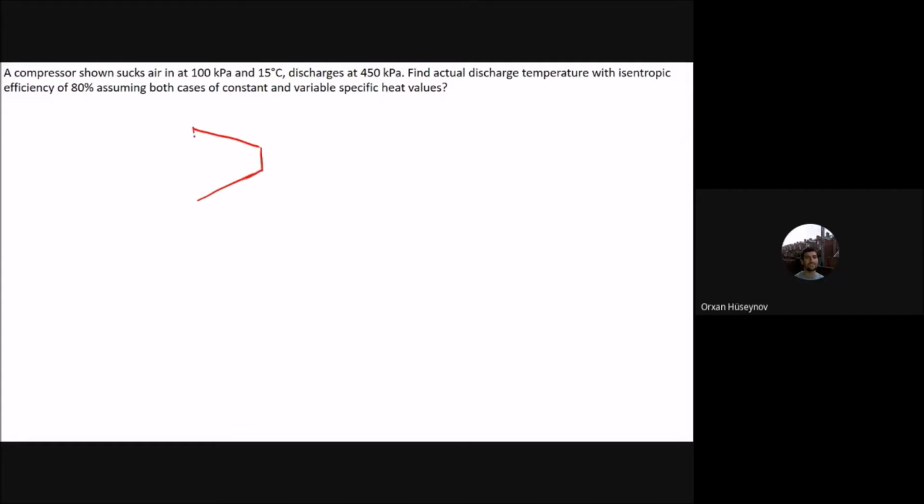it has an inlet port which has a pressure of 100 kilopascals, and the temperature is 15 degrees Celsius, and at the discharge, the value is 450 kilopascal. Okay. Find the actual discharge temperature with isentropic efficiency of 80%.